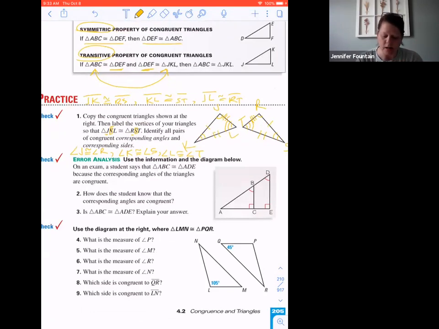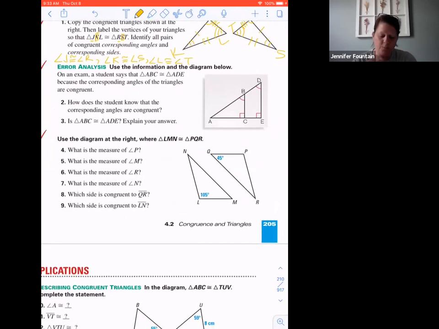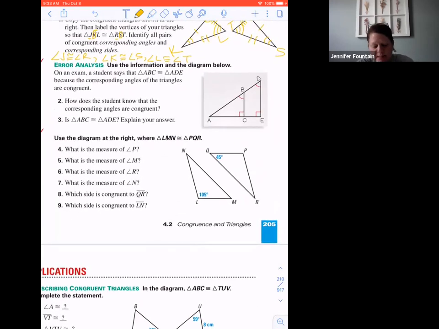All right, let's look at the error analysis. It says use the information and diagram below. On an exam, a student says that triangle ABC corresponds with triangle ADE because the corresponding angles of the triangles are congruent. Okay, so let's look at our diagram. I can see here that I have got angle ABC. Okay, we've got that triangle there. Then the other triangle they are looking at is going to be the bigger triangle, which would be this whole entire triangle. So basically they've overlaid the 2 triangles, but if we were to separate them and pull them apart, we'd have 2 separate triangles.